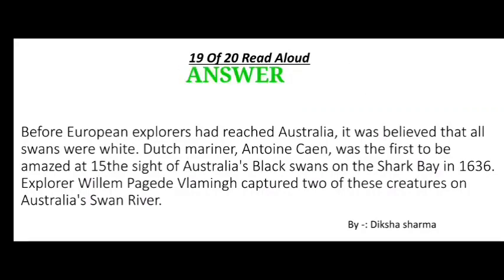Before European explorers had reached Australia, it was believed that all swans were white. Dutch mariner Antoine Seine was the first to be amazed at the sight of Australia's black swans on the Shark Bay in 1636. Explorer William Paget Fleming captured two of these creatures on Australia's Swan River.